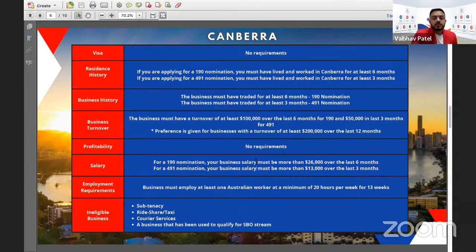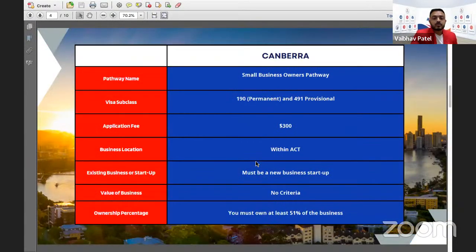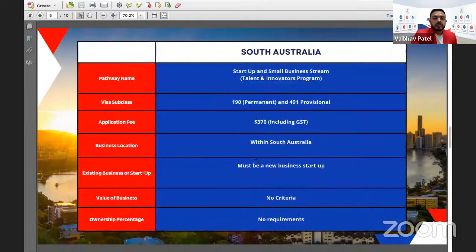Moving forward, the next state that we will cover is South Australia. Now in South Australia, most of the states have similar names, which is the startup and small business stream. Generally, Canberra and Queensland have a small business owner category. The name has changed here, which is the startup and small business stream.